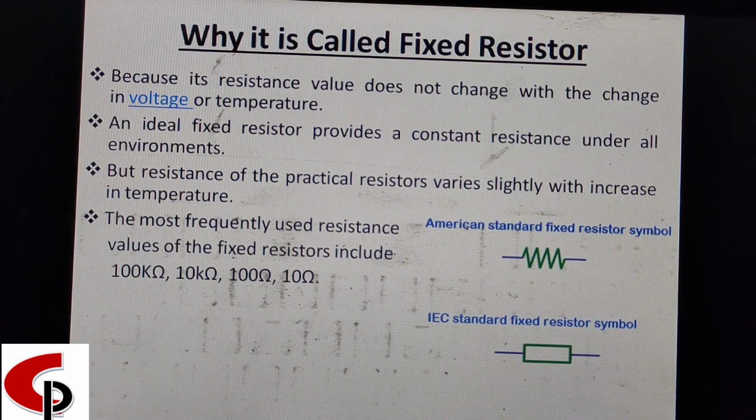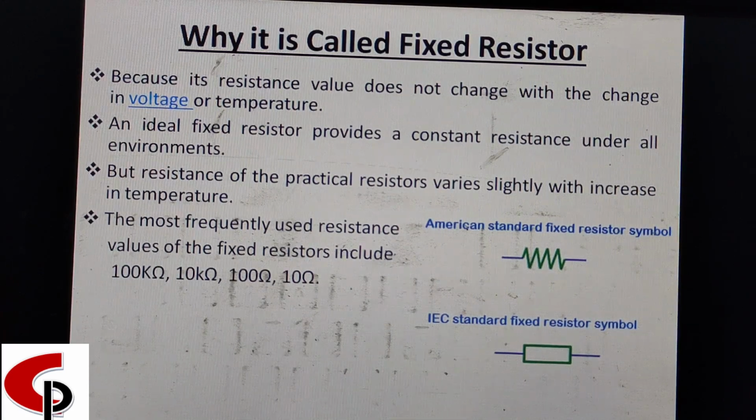If it is an ideal fixed resistor, then it provides constant resistance under all environments. But if it is a practical resistor, then its resistance value varies slightly with increased temperature. The most frequently used resistance values of fixed resistors are 10 ohm, 100 ohm, 10 kilo ohm, 100 kilo ohm. These are the symbols of a fixed resistor.